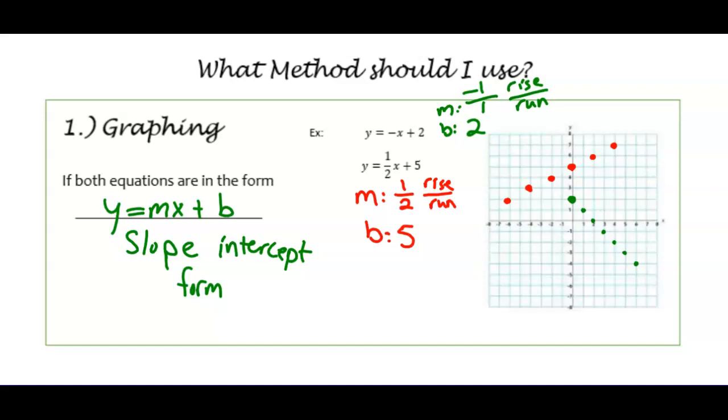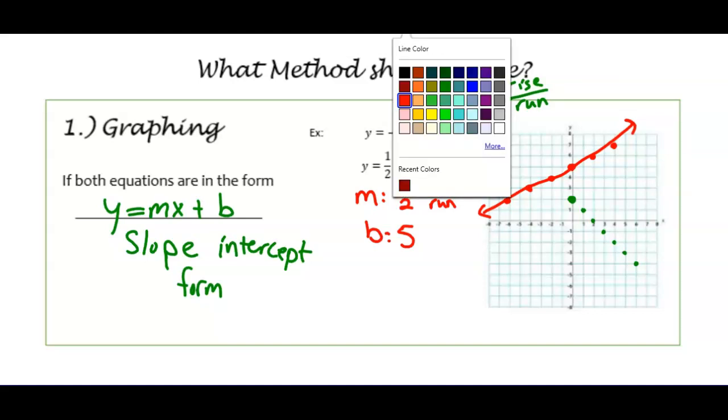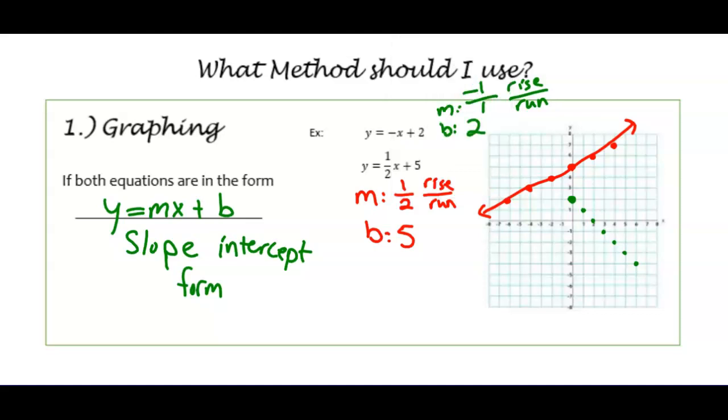I'll attempt to go through all my points. You know how straight I make them. But I'm trying. Okay, so I'm going to add a few more greens. So over 1, up 1, over 1, up 1. So now I found where they cross. So this is my answer right here. My answer, remember, has to be written as an ordered pair.